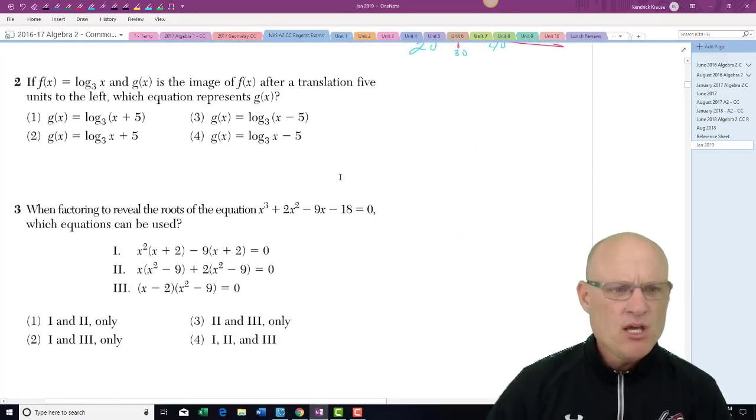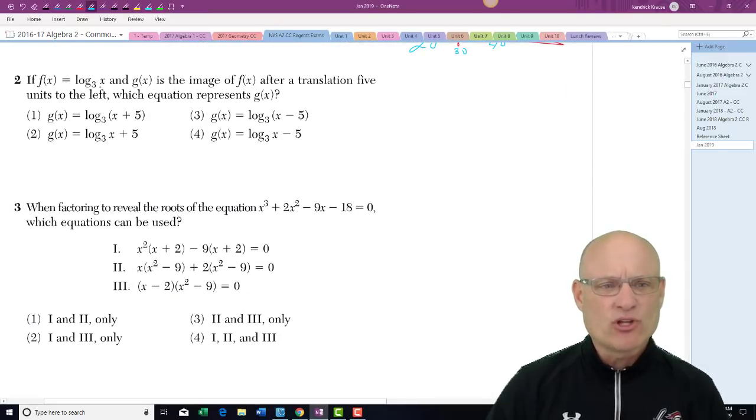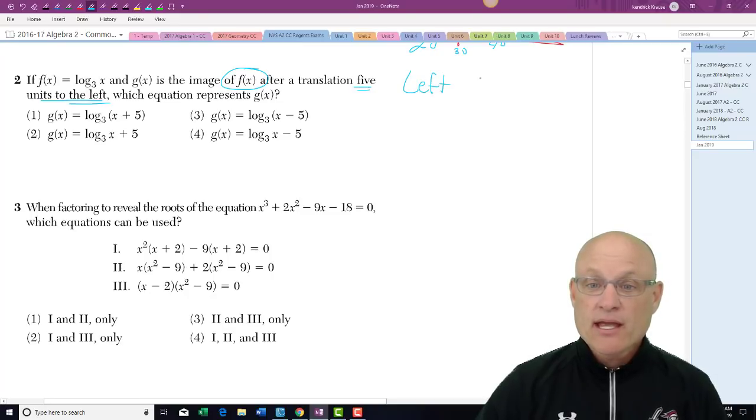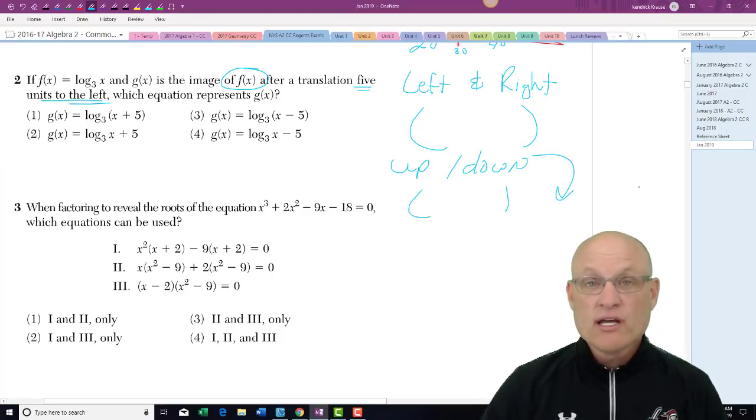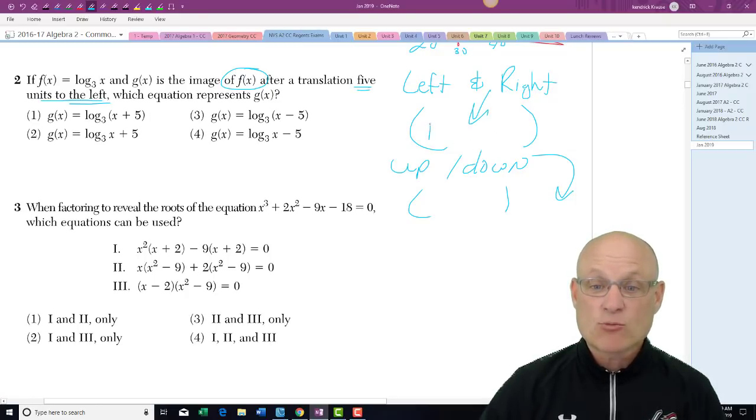Number 2. If f of x equals the log base 3 of x, and g of x is the image of f of x after a translation 5 units to the left, which equation? Now, look, left and right translations occur in parentheses. Up and down translations occur outside the parentheses. Inside the parentheses, right and left, but we have to remember it is backwards.